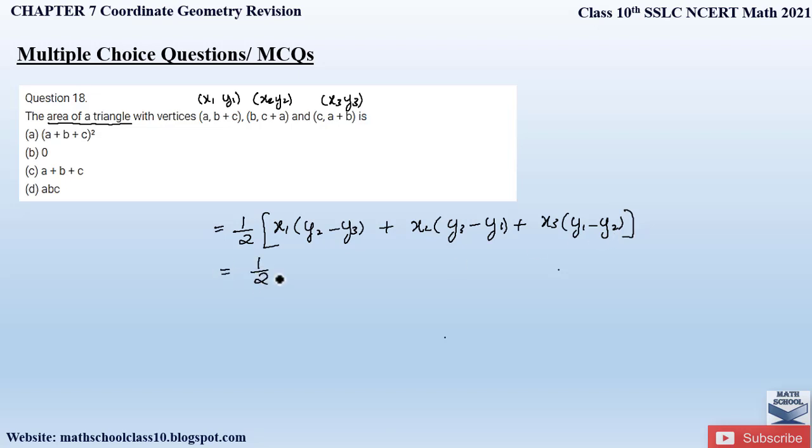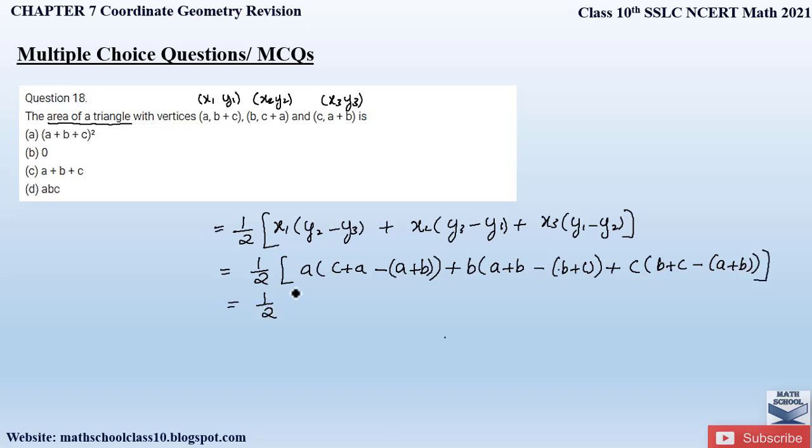Okay, so substitute in the formula. Half into x1 is A, y2 is (C plus A), minus y3 is (A plus B). So plus, what is x2? x2 is B into y3 is (A plus B) minus y1 is (B plus C). I'm writing in the brackets because there is a minus sign here. Plus x3 is C, y1 is (B plus C), minus y2 is again (A plus B). So let us open the brackets carefully without making any mistakes.